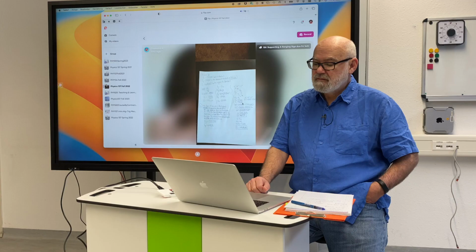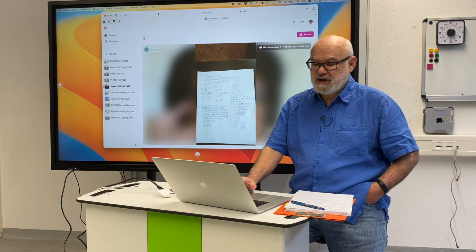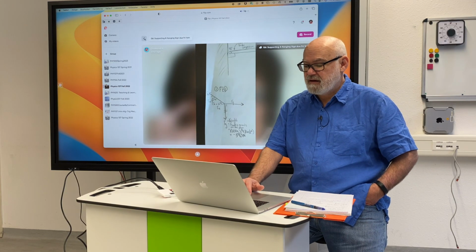As far as the force of compression in the steel bar, it is lower than the magnitude of the weight of the sign. The values seem reasonable, and the units all seem to be acceptable. Yeah, so she did an excellent job. That's another 10 out of 10.